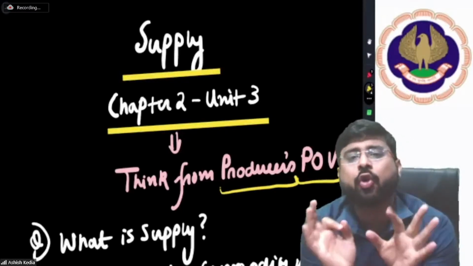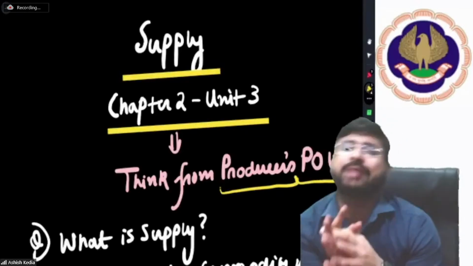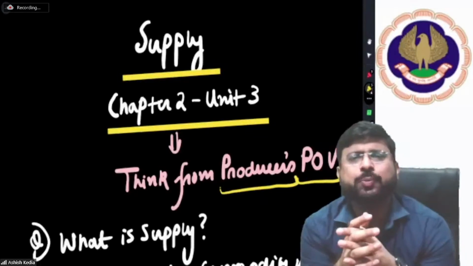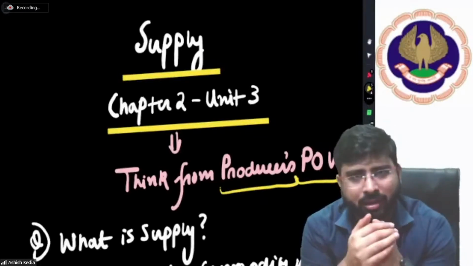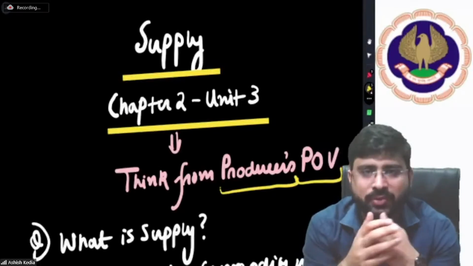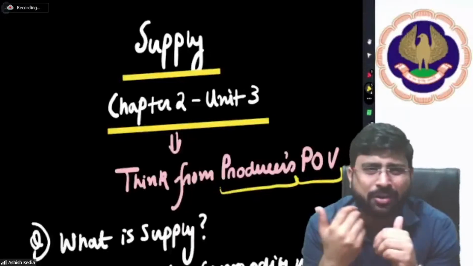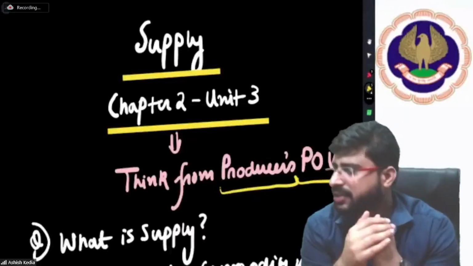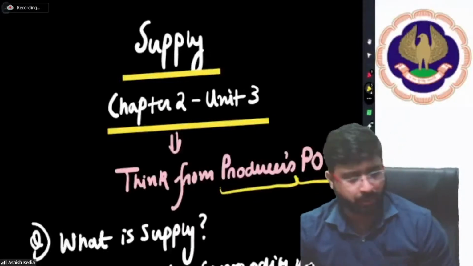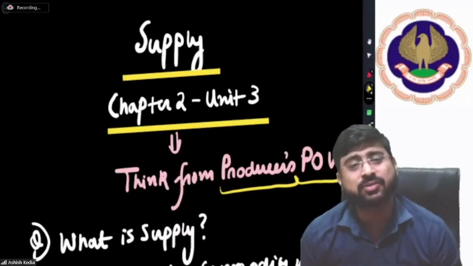It is a flow concept. Why? Because it is specified with respect to a particular time period. The time period could be expressed as per day, per month, per year, or per quarter, whatever form it can be expressed in. It's not both. Supply is a flow concept.